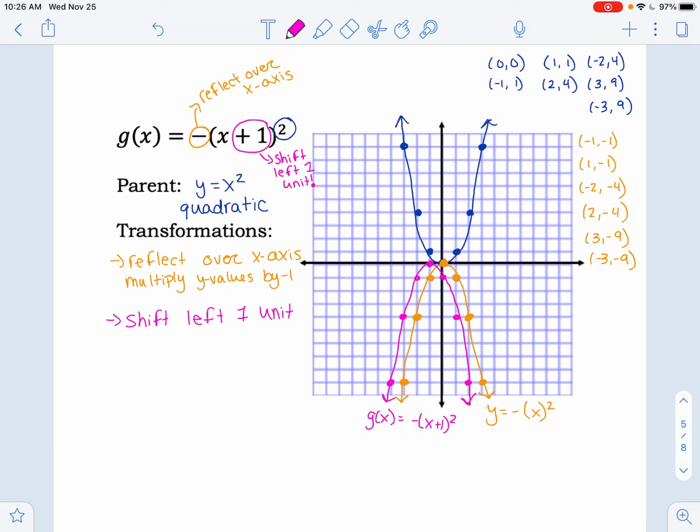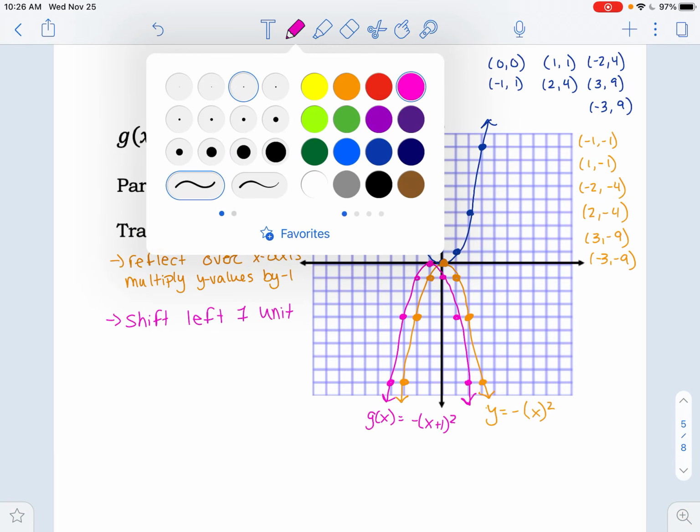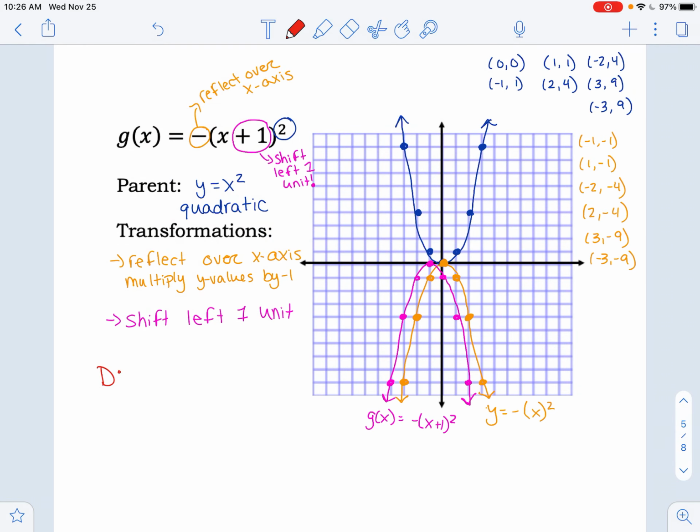Of all my transformations, the domain of every single quadratic is negative infinity to infinity. The range changes, bottom to top. So bottom, since I have arrows going to negative infinity, we're going to be negative infinity to top. The topmost y value here is 0. So negative infinity to 0.